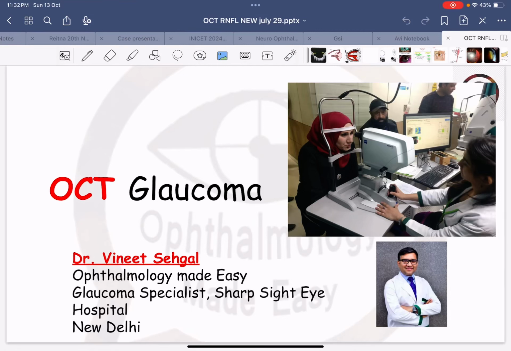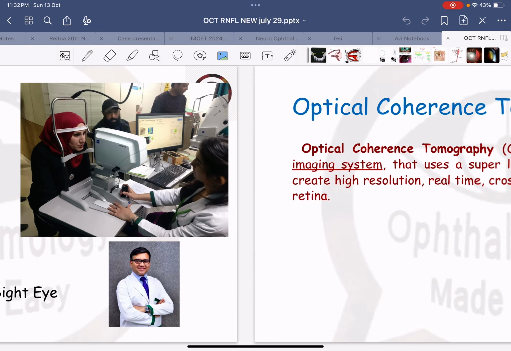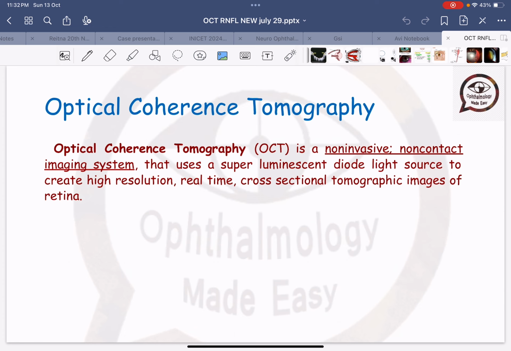Now we will study a very important investigation that we commonly use in our glaucoma diagnosis and management, that is called optical coherence tomography. Now first of all, why do we need optical coherence tomography?